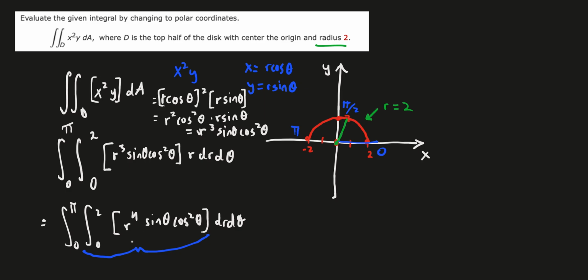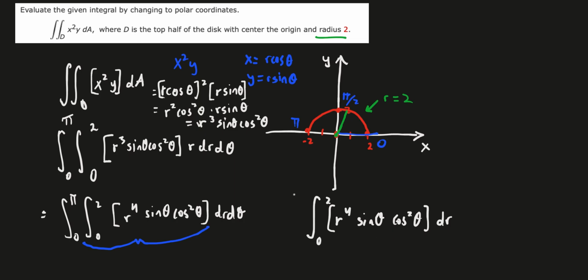So basically we can take this inner region and we'll do 0 to 2 r to the 4th sine theta cosine squared theta dr. Whoops, we don't need dr d theta, only dr. So we're only going to integrate with respect to r, so we don't need to worry about sine theta and cosine squared theta because they're constants. We can actually bring them out.